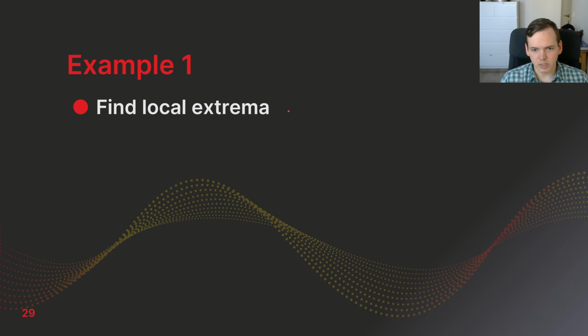So find the local extrema for the function f of x is equal to x to the fifth minus 5x cubed. So we need to find the first and second derivatives. So the first derivative is going to equal 5x to the fourth minus 15x squared. The second derivative is going to equal 20x to the third minus 30x. So we need to find the critical points where the first derivative is equal to 0.